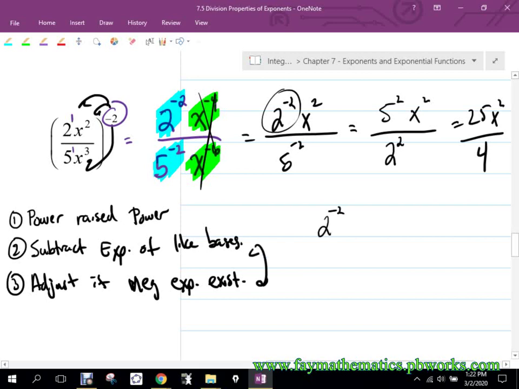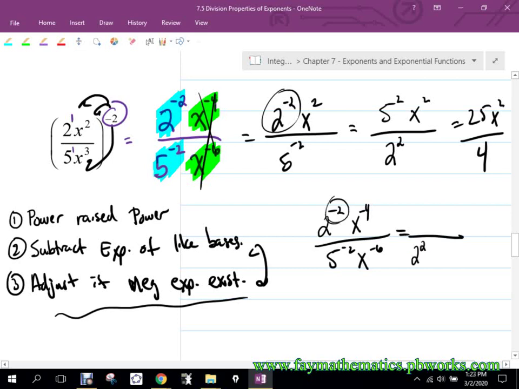So give me 2 to the negative 2, x to the negative 4, over 5 to the negative 2, x to the negative 6. If I adjust for negative exponents first, where's the 2 to the negative 2 going to go? Bottom. It's negative right now, so it's got to go to the bottom. Where's x to the negative 4th going to go? The bottom. Where's 5 to the negative 2 going to go? Top. Where's x to the negative 6 going to go? Top. So now the 5 squared and the 2 squared, those turn into my 25 and my 4, right?